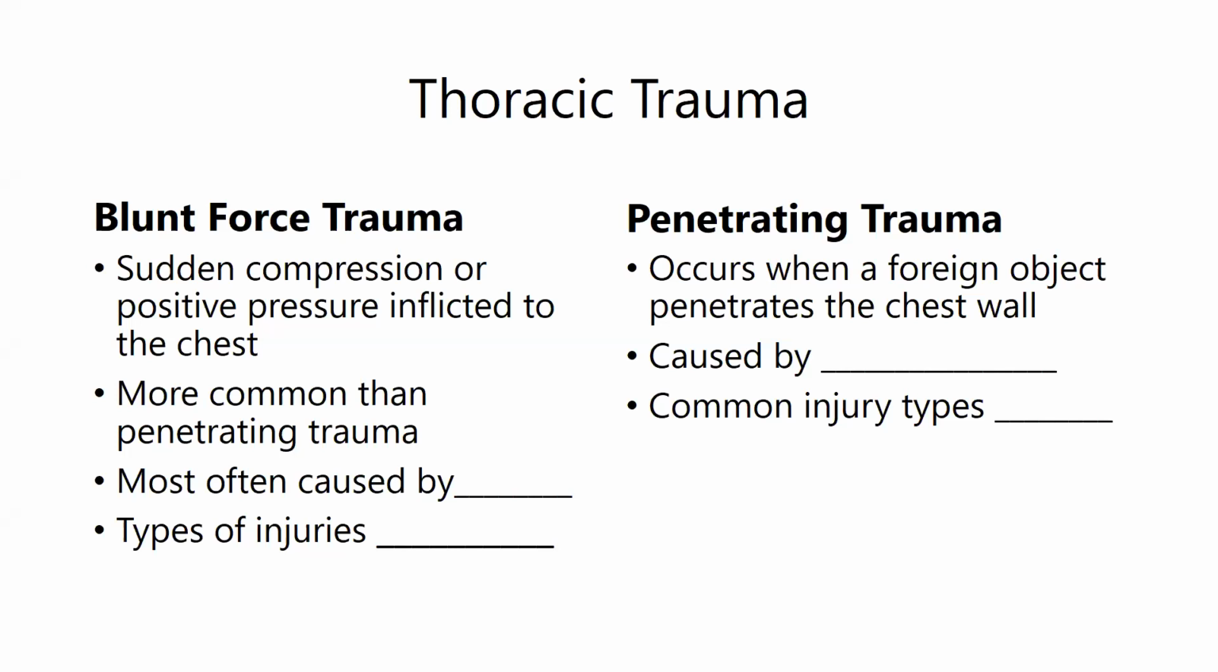Penetrating traumas occur when a foreign object penetrates the chest wall. The arrow from the first picture. Gunshot wounds, stabbings, fall onto something that's going to penetrate the chest wall. Anything that penetrates the chest wall is considered a penetrating trauma. Types of injuries that these penetrating traumas can cause are pneumothoraxes, hemothoraxes, and or pneumohemos, and cardiac tamponade.